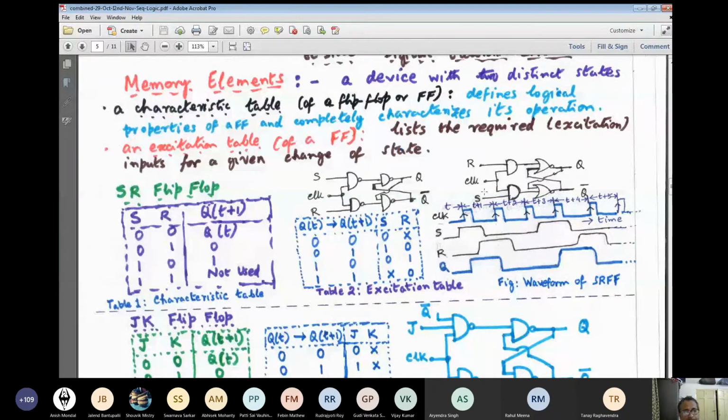It says if both are 0, then Qt+1 will be the same as Qt. That means in Qt+3, we'll see the same logic level which you have witnessed in Qt+2. Qt+2 is logic low, so Qt+3 will also remain logic low. Had it been logic 1, it would have remained logic 1. So these first three rows are of utmost importance.